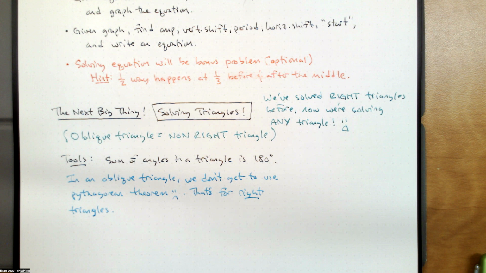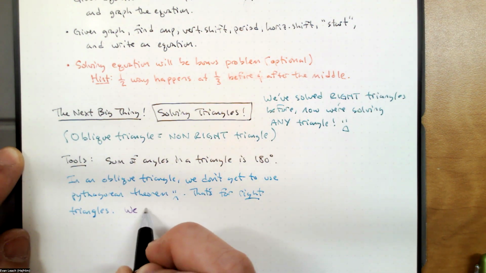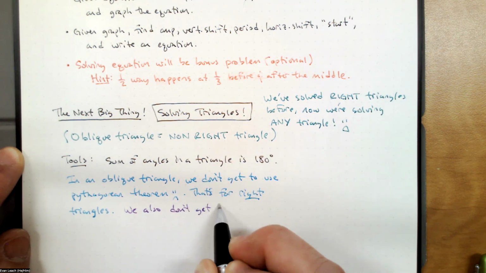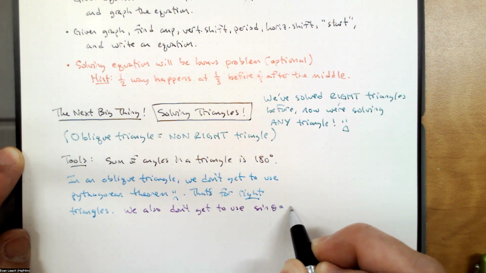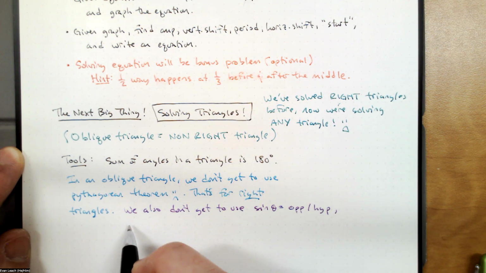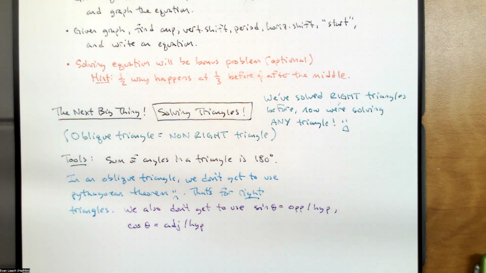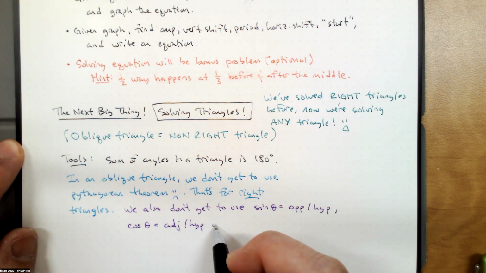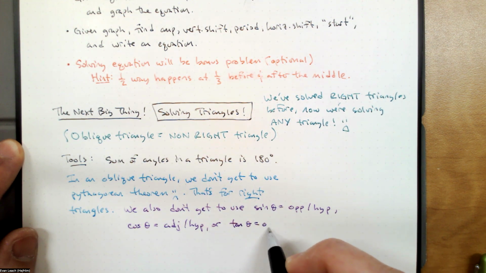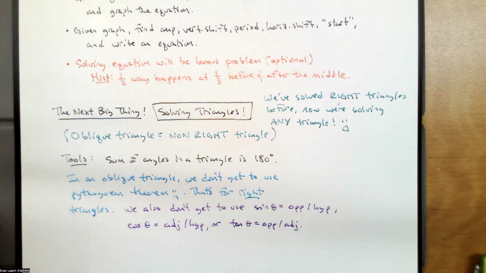We also don't get to use sine is opposite over hypotenuse. Once again, it says hypotenuse right in the thing, and we don't have a hypotenuse. We also don't get to use sine theta is opposite over hypotenuse, cosine theta is adjacent over hypotenuse, and this actually includes tangent of theta is opposite over adjacent. Those ratios are for right triangles.